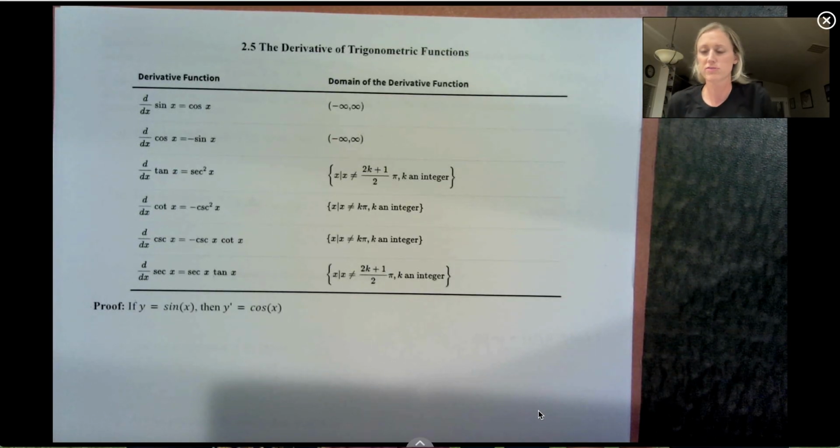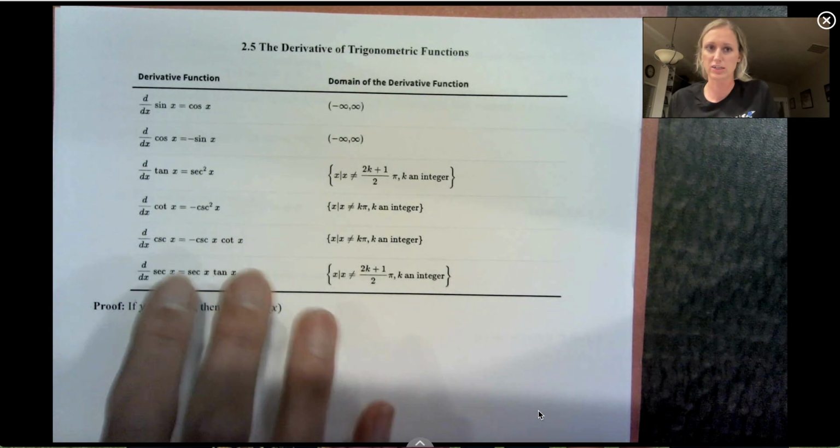Hi guys, this video is for 2.5. We're going to look at the derivative of a few trig functions. So this table is directly from your textbook.